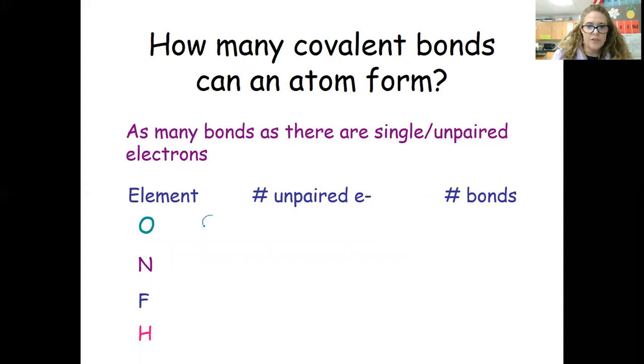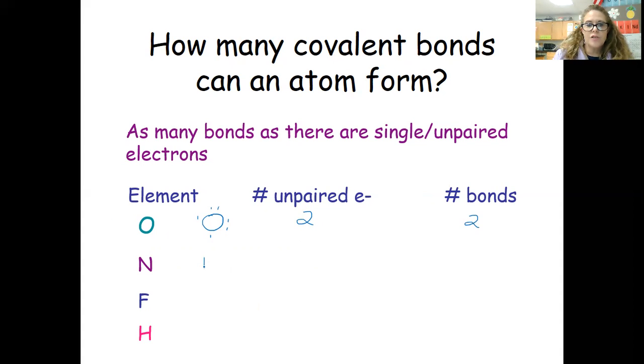going to draw the electron dot. Oxygen has 6 valence electrons. So 1, 2, 3, 4, 5, 6. How many open spots? 2. So that means oxygen has to form 2 bonds.